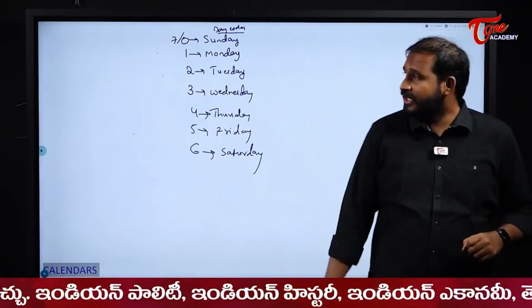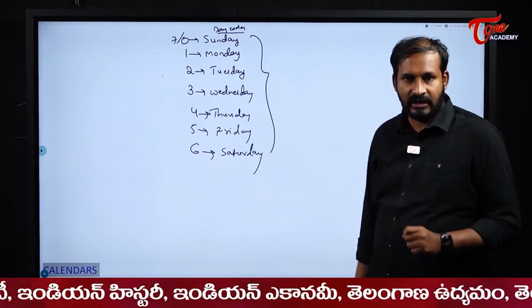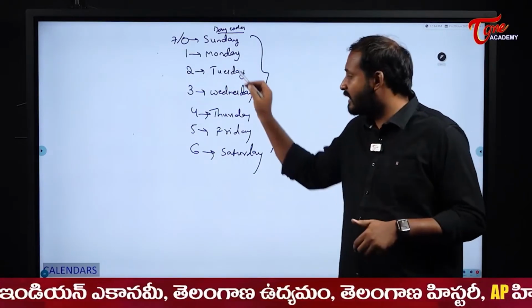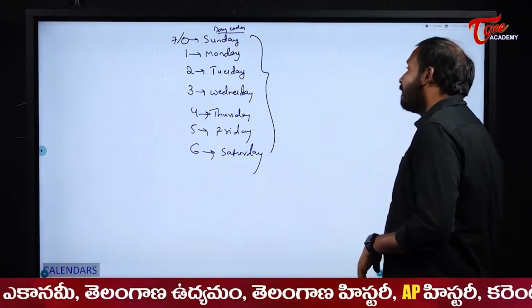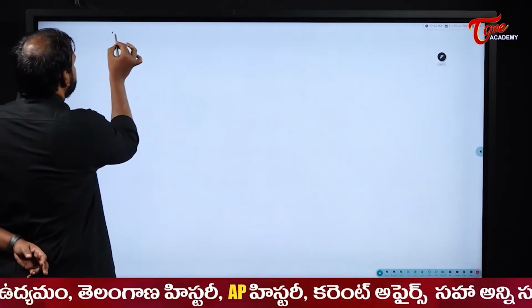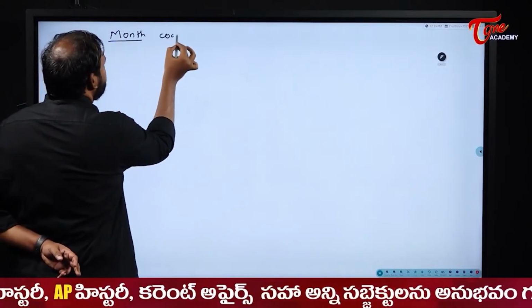Understood? This is how the day codes are generated based on the odd days only. Based on the odd days only, the day codes are taken. Next, month codes. What are these month codes, students? Don't memorize by heart or do any other things. Very simple. Try to remember it.